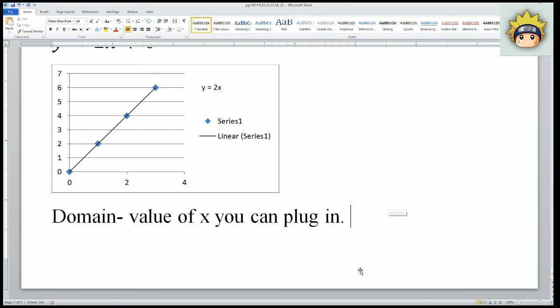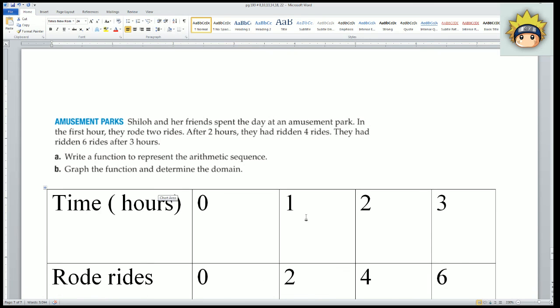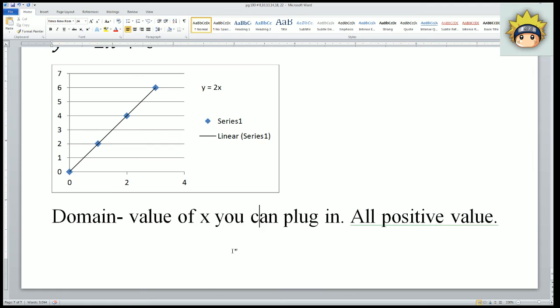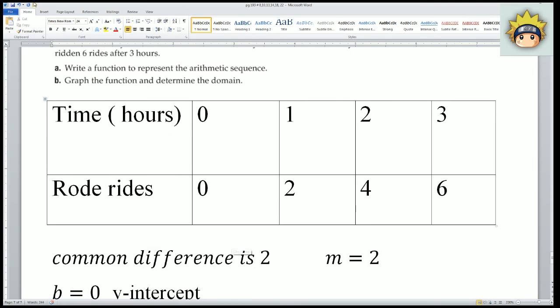So the domain is all positive values. There you go. 2.4, 5.9, any number, irrational, rational, doesn't matter. It just has to be positive because time is always positive. You can't have negative time. Okay, there you go. That is the homework solution for page 193.